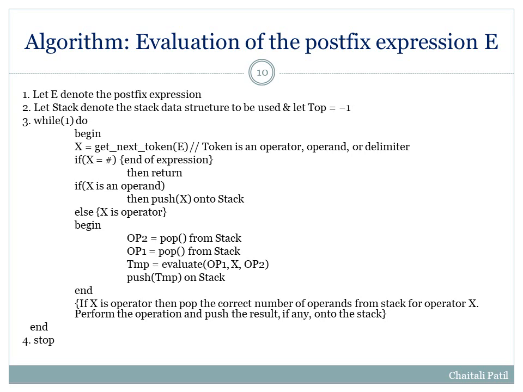If X is equal to hash, it means it is the end of the expression, and return. If X is an operand, then perform push X onto the stack. If X is an operator, then twice we have to perform the pop operation. The result of the first pop operation will be stored as operand 2. The result of the second pop operation will be stored as operand 1, and then we have to evaluate.